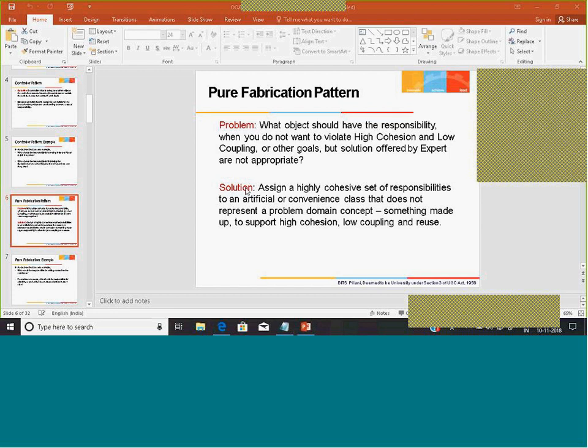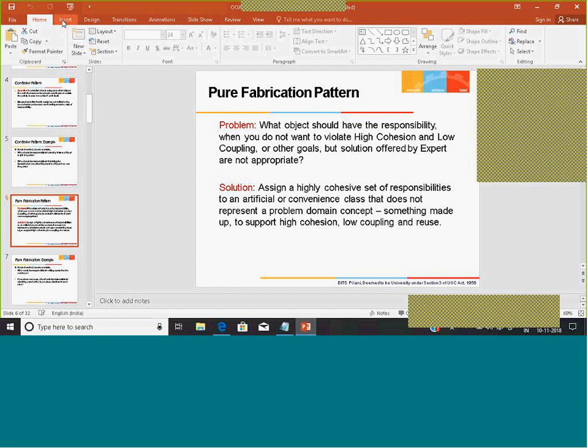Let's first understand the solution it tries to provide. It says the solution is to assign a highly cohesive set of responsibilities to an artificial or convenience class that does not represent a problem domain concept. You are assigning a highly cohesive set of responsibilities to a class which is artificial. What do you mean by artificial? That this class does not represent a problem domain concept, so this class does not exist in the domain model. It is a fabricated class, an artificial class, a convenience class. It is being created for a particular reason, and it is made up to support high cohesion, low coupling, and enhance reusability.